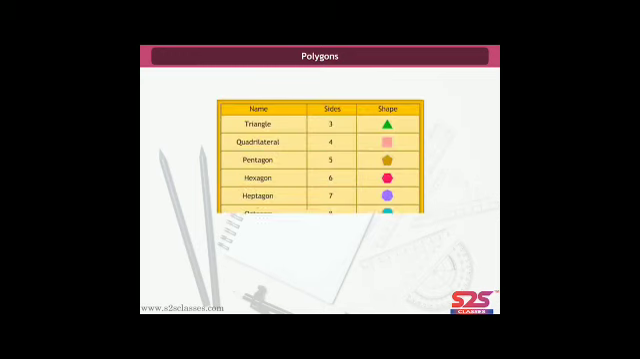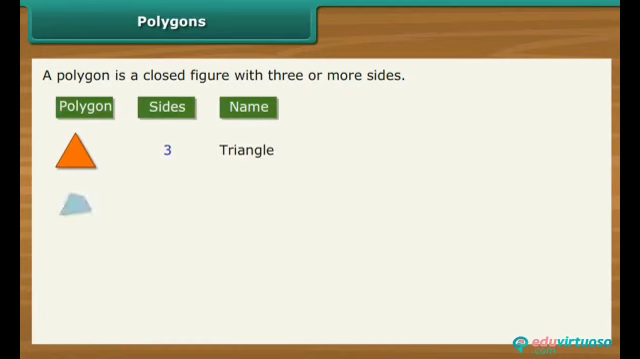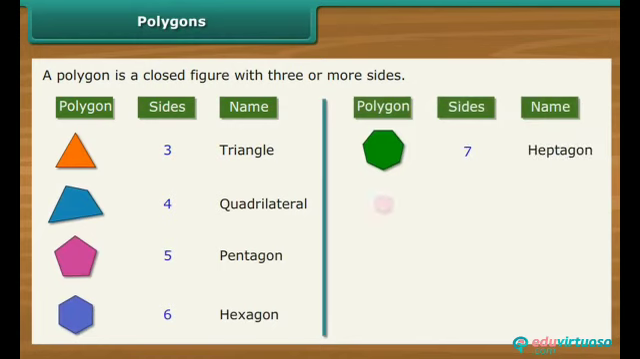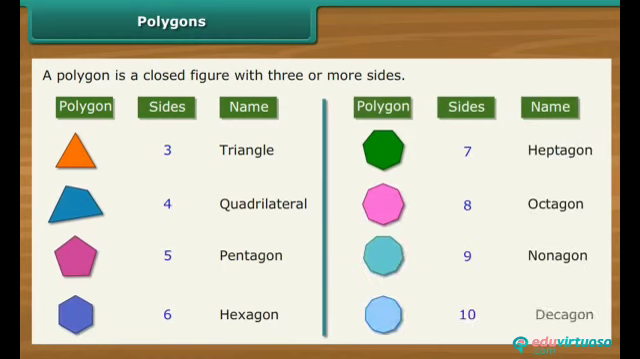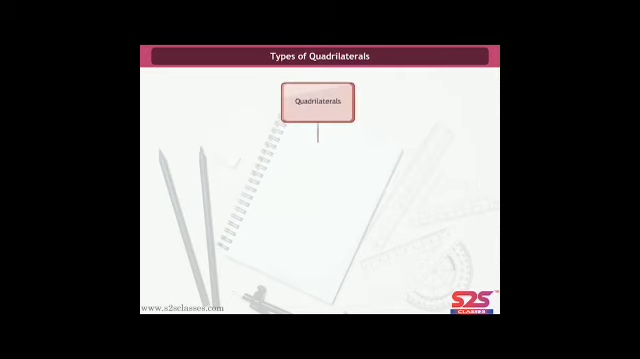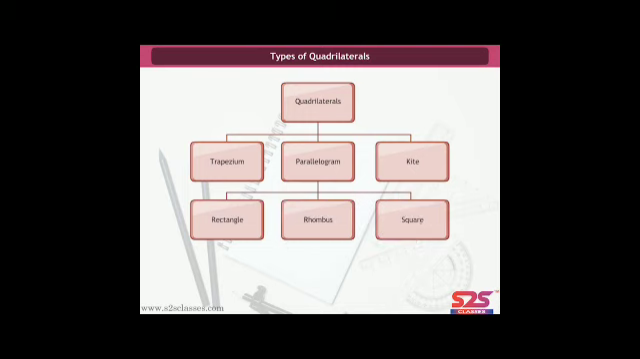Some polygons with their number of sides are given here. A polygon is a closed figure with 3 or more sides. Here are some polygons. Let us count their sides and name them. Look at these figures. All these figures have 4 sides. These figures are called quadrilaterals. There are mainly 3 types of quadrilaterals, namely trapezium, parallelogram and kite. Parallelogram is further of 3 types, namely rectangle, rhombus and square.